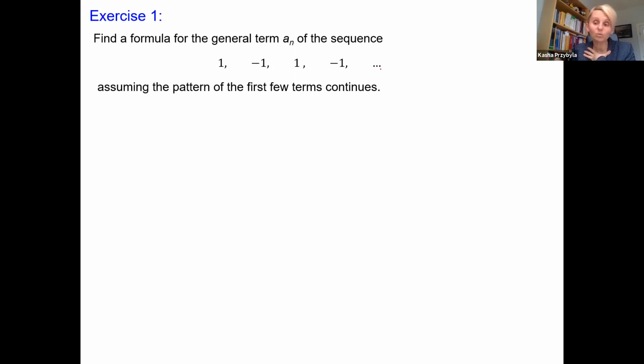And when we see these 3 dots, we always assume that the pattern will carry on, will continue forever. Okay, say I have these terms, 1, negative 1, 1, negative 1. How can we find out the general formula? Of course, it's negative 1 to the power of 1. But we have to be careful.